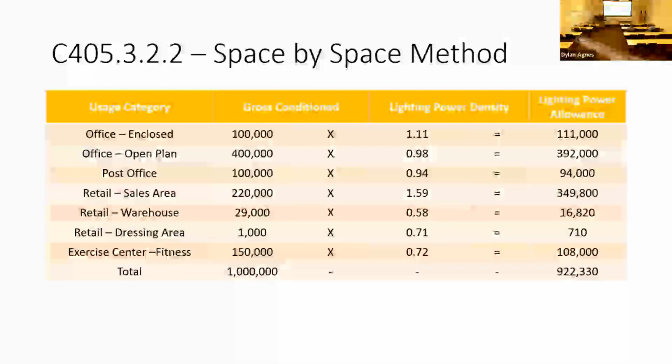I don't like this one, mostly because for, say, our office building, it only breaks it down into enclosed and open plan. Now we know that's not true for an office building. There's going to be a lobby, there could be an elevator, conference rooms, storage, restrooms. There is a plethora of space types that go into an office building. However, when you're first starting out on a project, this will give you a good idea of where your allowance could start.